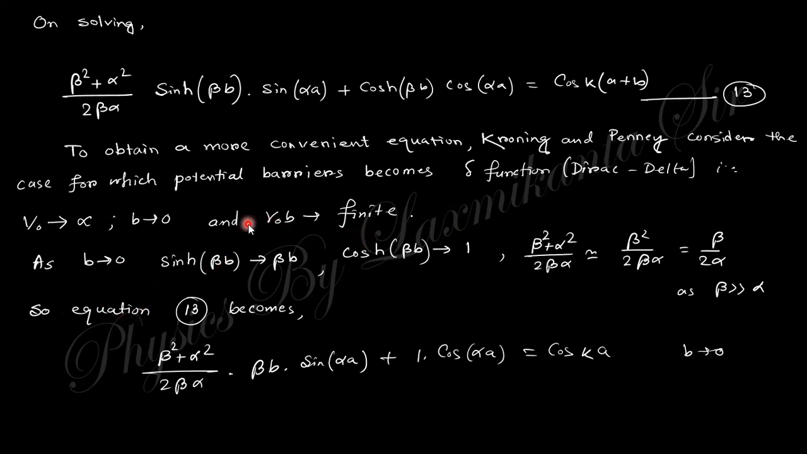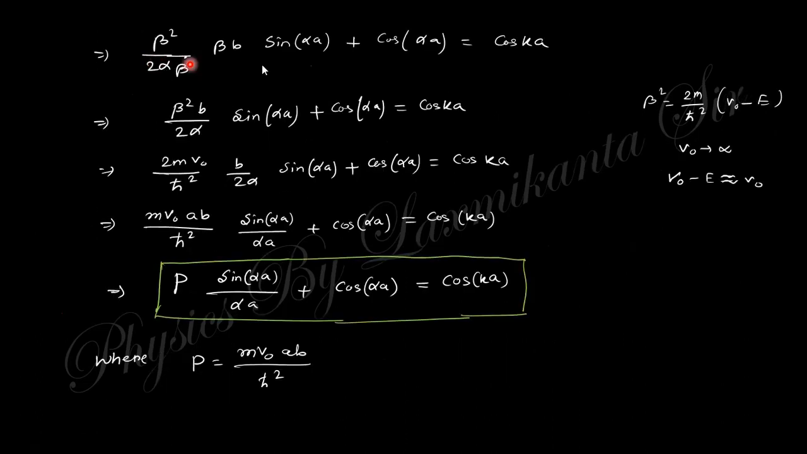So b tends to 0 means sin beta b tends to beta b and cos beta b tends to 1, and beta square plus alpha square, beta is high, so this becomes beta square. So you put this expression in, and after the calculation, putting in the values of beta square and alpha, you obtain this expression, and this is the well-known equation for the Kronig-Penney model.